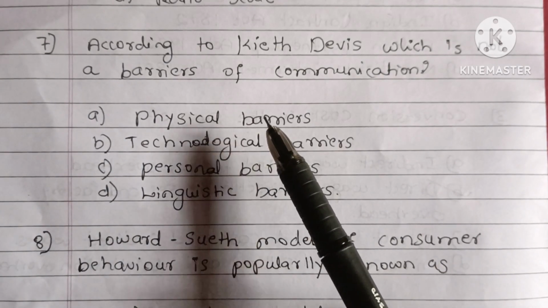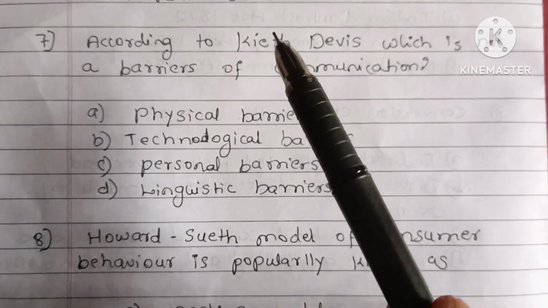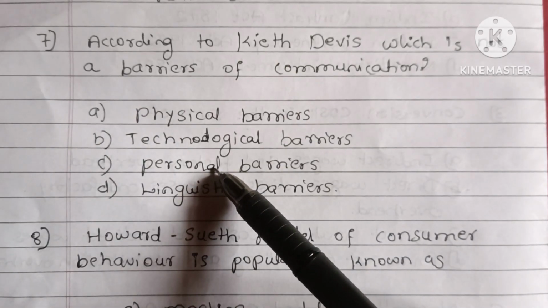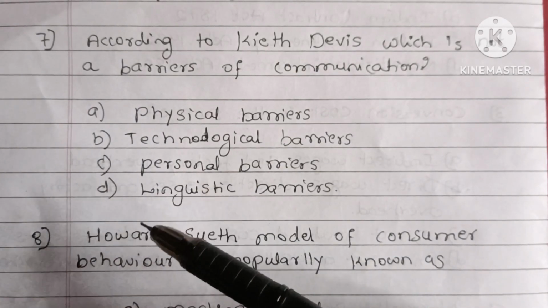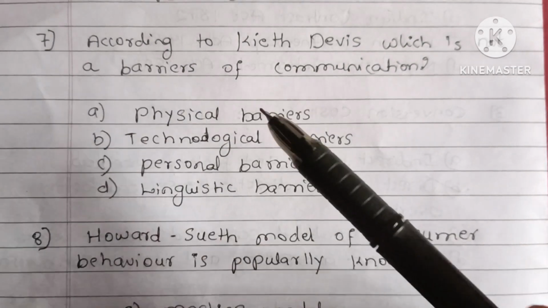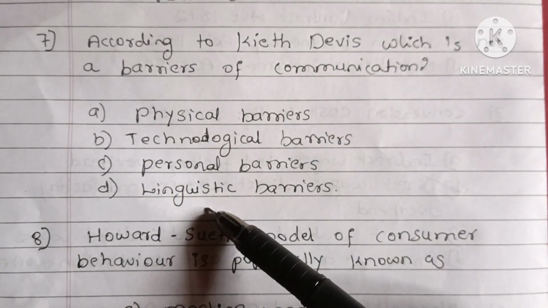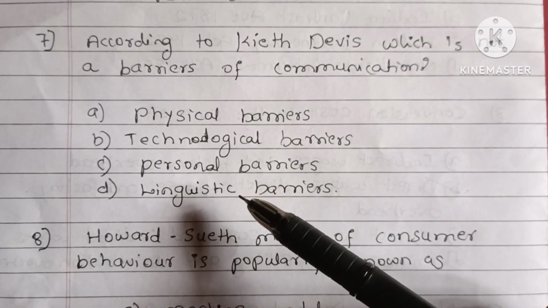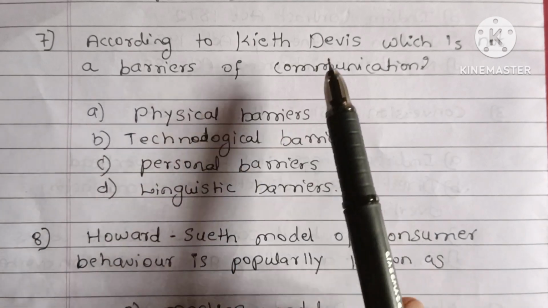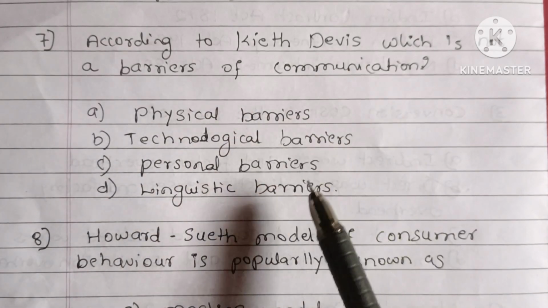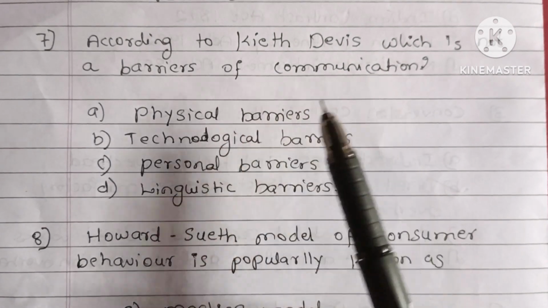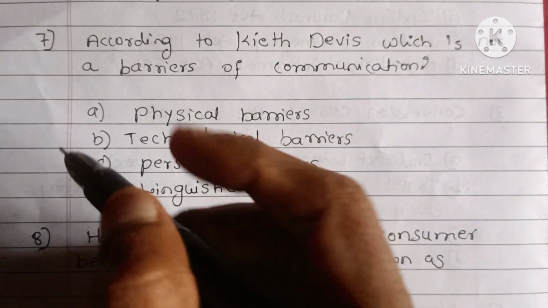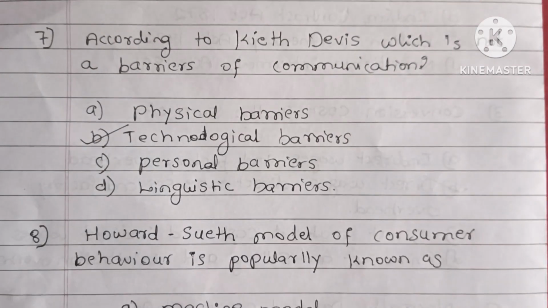One is physical barriers, personal barriers, and linguistic barriers. Physical barriers means natural conditional barriers or environmental barriers. Personal barriers means the factors related to the personal side of the sender and the receiver. And linguistic barriers means it is completely related to language. So, according to Keith Davis, physical, personal and linguistic are the barriers of communication, but technological barriers are not barriers of communication. So, option B is the right answer.